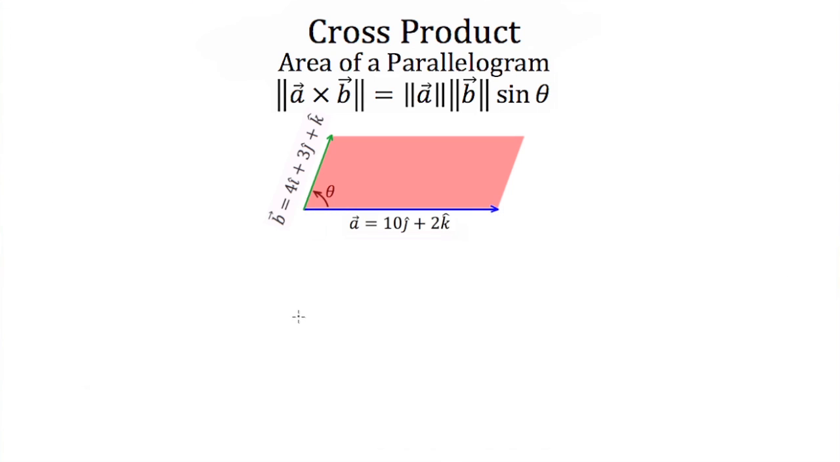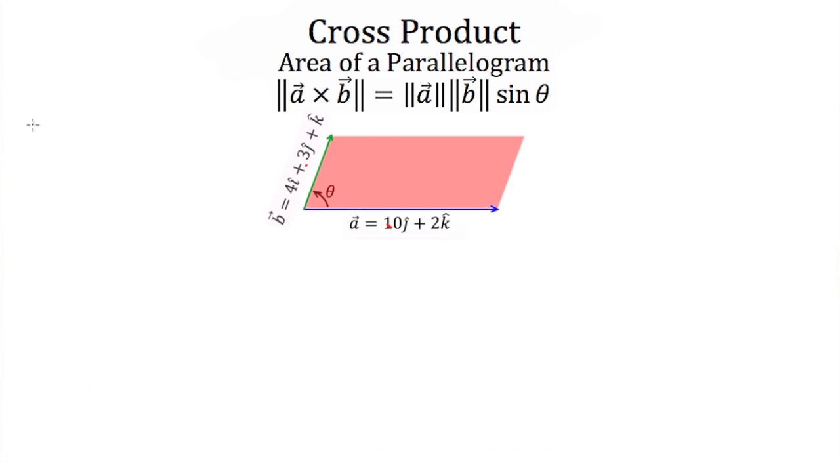So let's use the cross product to find the area of this parallelogram. Here I don't know the angle in between. I don't know the length of each side, but I'm given vectors that create the dimensions of this parallelogram, vector A and vector B. Now instead of using the two sides and the angle, I'm just going to find the cross product of these two vectors. And then I'll find the magnitude of that cross product.